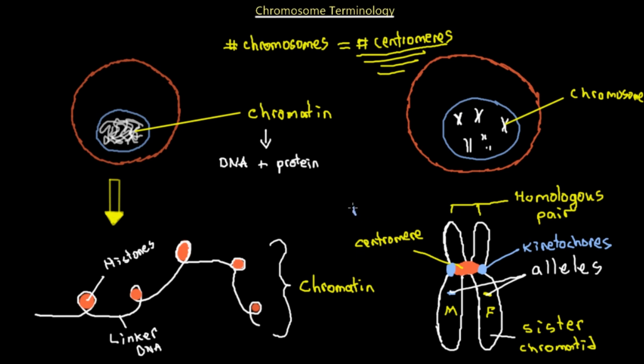Centromere is a DNA region. It's simply the central region in the DNA. And kinetochores are assembled proteins that assemble on the centromere in order to split the homologous pair into its sister chromatids during mitosis and meiosis 2, as we're about to see.